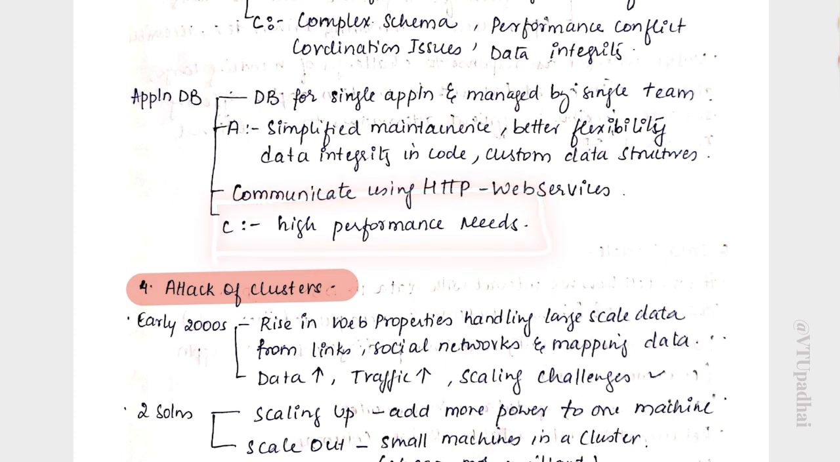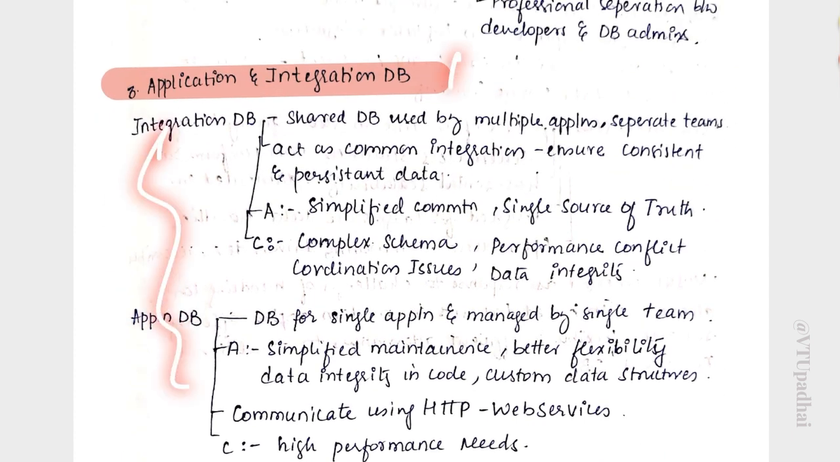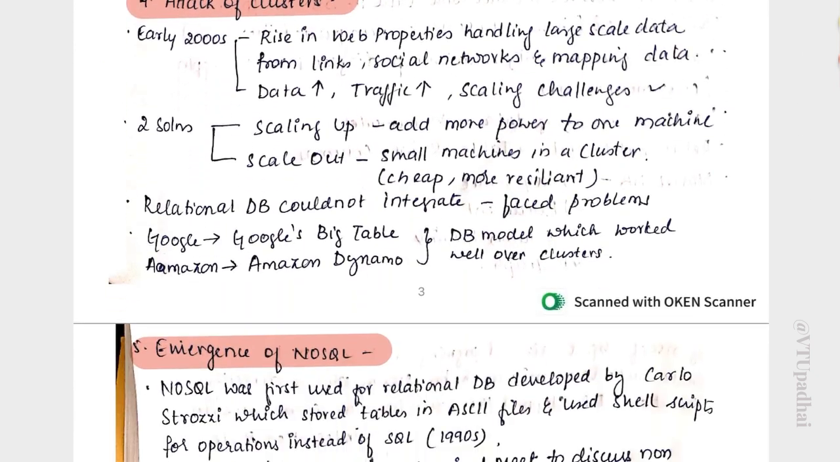Speaking about the disadvantage, we have high performance needs. That is, for performance sensitive interactions, binary protocols might be required, or text based protocols could be required. So all these are a little difficult to handle, right? So this was the disadvantage or challenge of application database. Both of these could be asked for 5 marks. You just have to mention these points elaborated, and that's it.